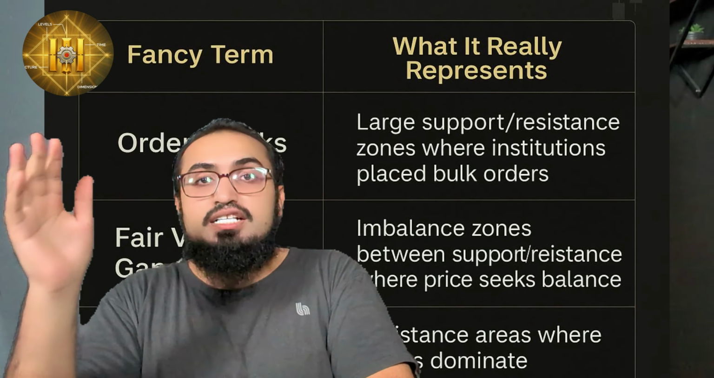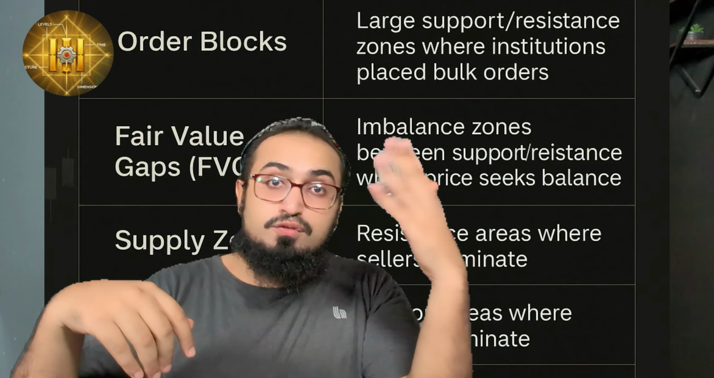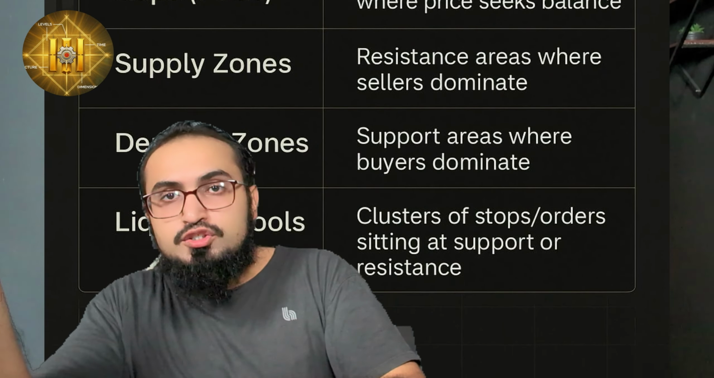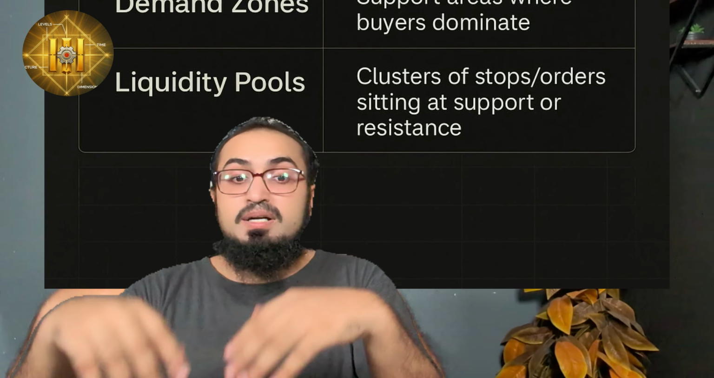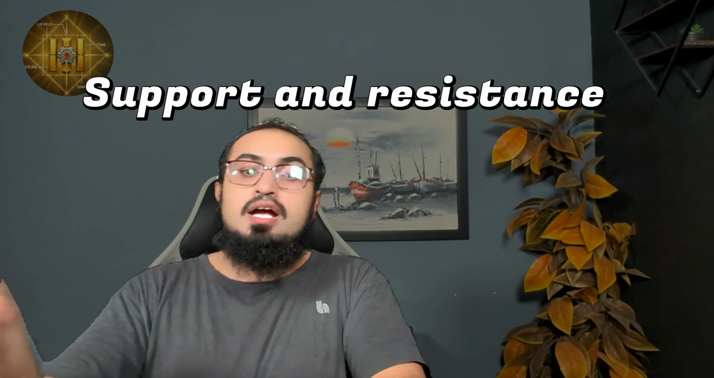Now, over the years, traders have invented fancy new names like order blocks, fair value gaps, supply and demand zones, premium and discount zones. But let me tell you a secret, they're all just support and resistance dressed up in new clothes. It's like calling a car a ground-based transportation vehicle. Sounds more impressive, but guys, it's still just a car.